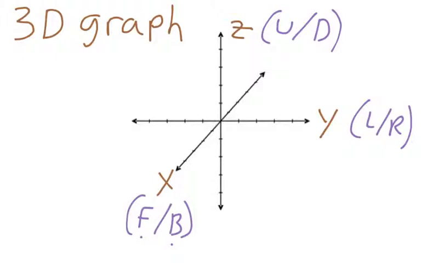And by the way, for y, this is positive, this is negative. For x, forward is positive, and backwards is negative. For y again, going right was positive, and left was negative. I mix it up. And for z, it should be somewhat obvious. You go up, it's positive. You go down, it's negative.